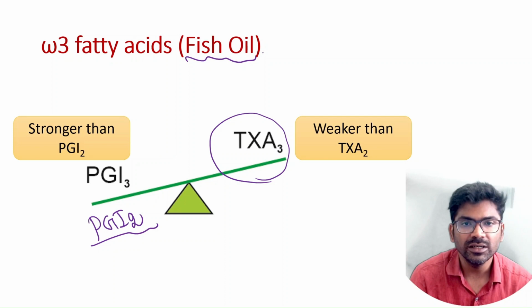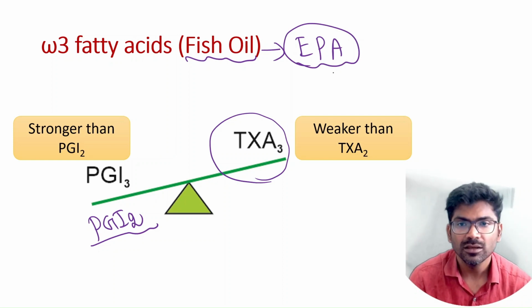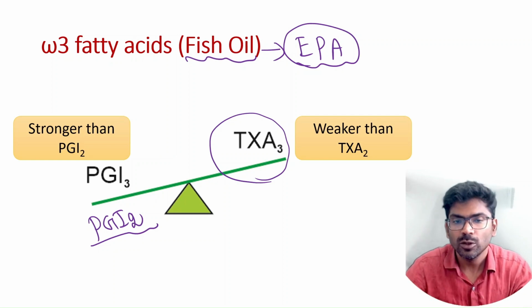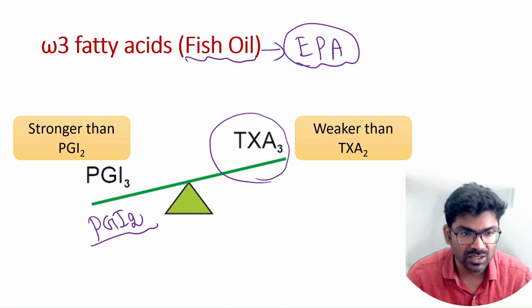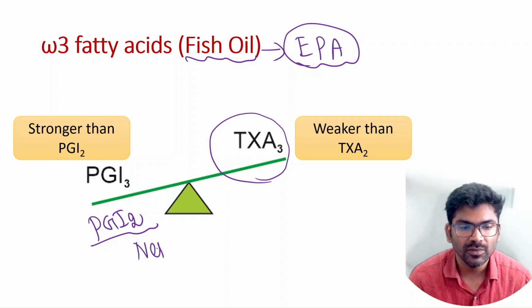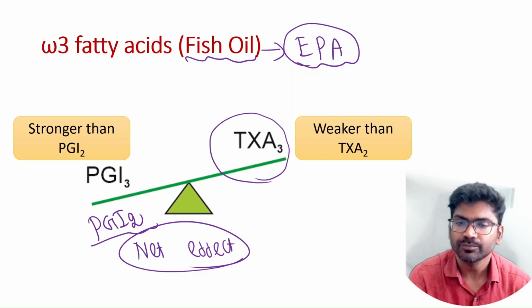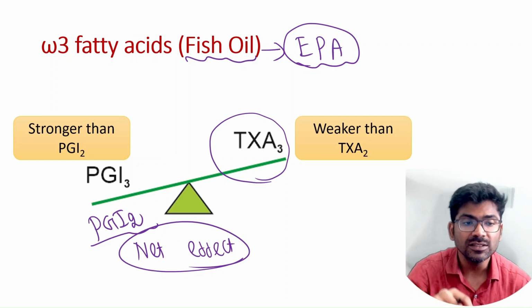Fish oil contains eicosapentaenoic acid, EPA. So this EPA is an omega-3 fatty acid, right? So intake of omega-3 fatty acid favors less platelet aggregation and more vasodilation. So the net effect is beneficial, right? Which is the first event in blood clotting? Platelet aggregation. That is the first event, right? So platelet aggregation is prevented.